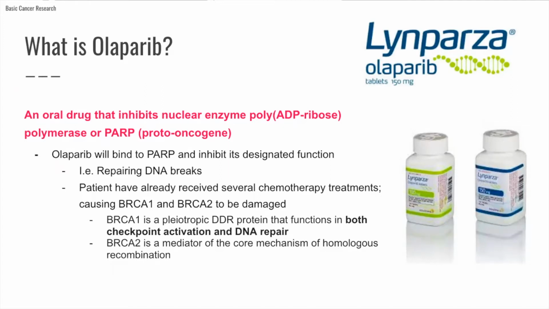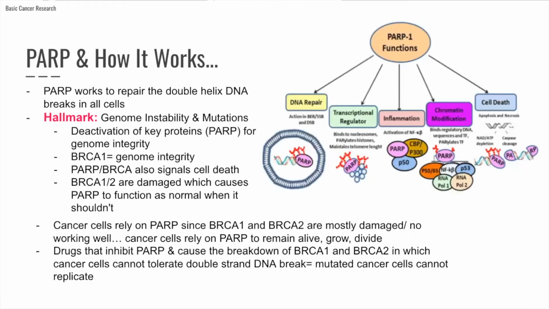BRCA1 functions in both checkpoint activation and DNA repair in cell cycles. BRCA2 is a mediator of the core mechanism of homologous recombination. The hallmark is genome instability and mutations in which deactivation of key proteins such as PARP and BRCA1 influence genome integrity. When BRCA1 and 2 are damaged, the only mechanism in place that mutated cancer cells rely on to repair DNA breaks to remain alive, grow, and divide is PARP.